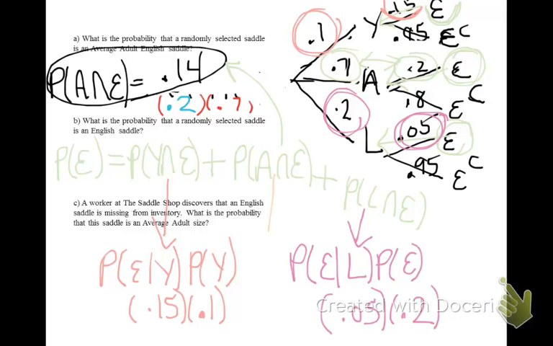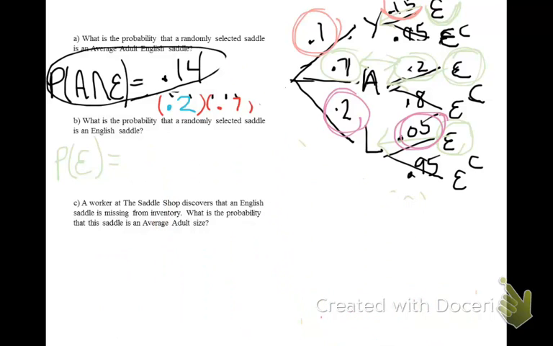And again, we already have that answer from part A. This is 0.14. So I'm essentially adding up this plus this plus this. When you add these 3 boxes together, you're going to find that to have an English saddle, there's a 0.165 chance.